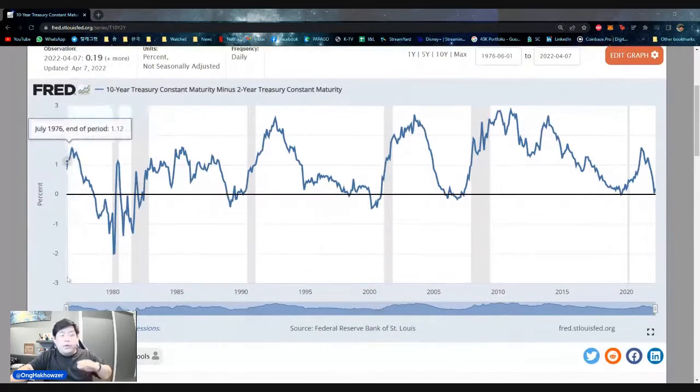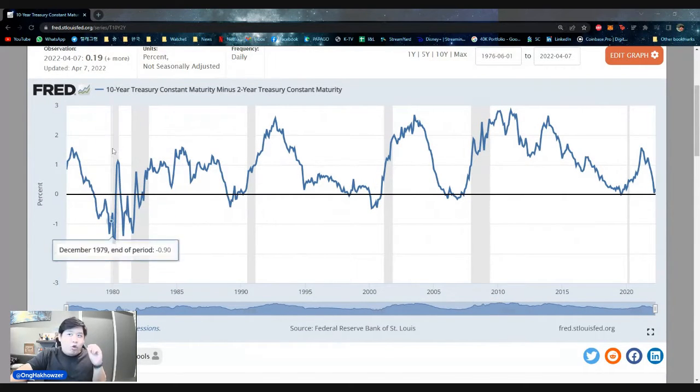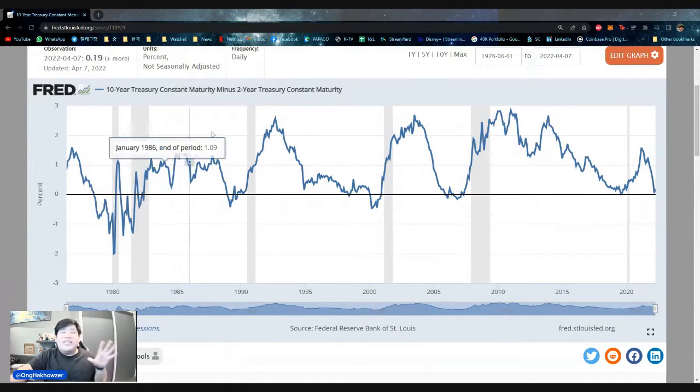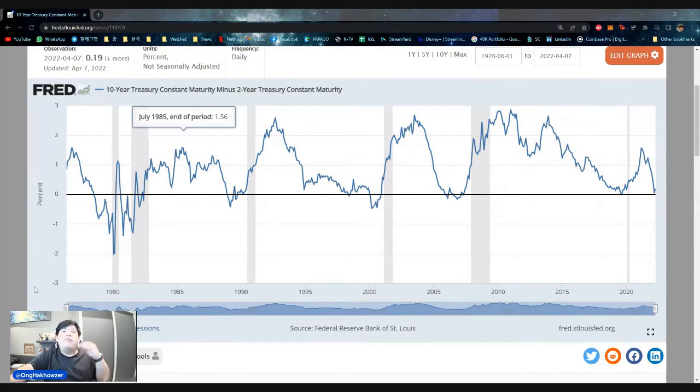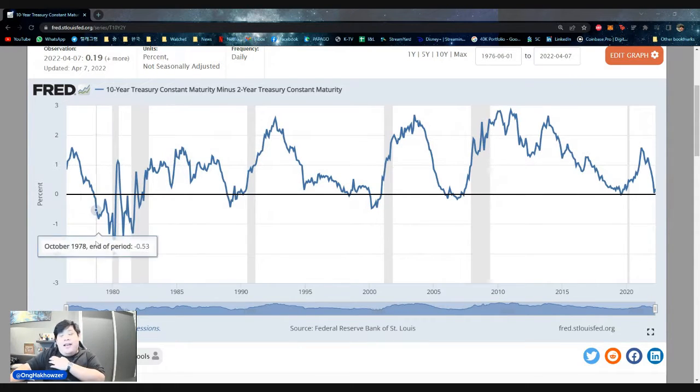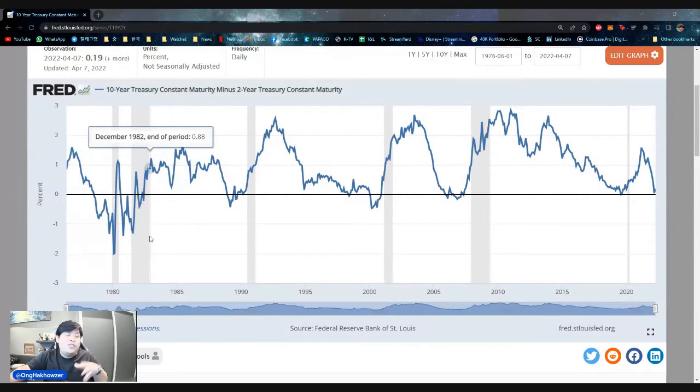So I'm going to zoom in for you guys. When you see these gray columns over here, these are all recessions. They're either recessions or just the pandemic, because I have to add that in. At the start of the 1980s, this is the Paul Volcker era where we had hyperinflation and we had 2 recessions back to back.